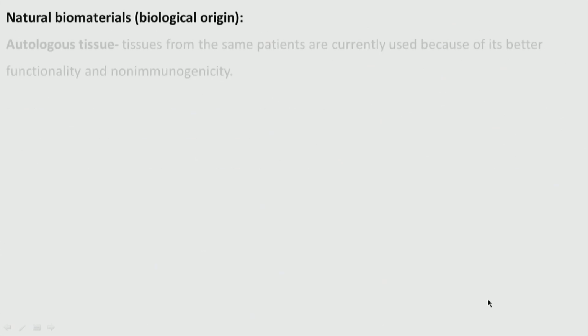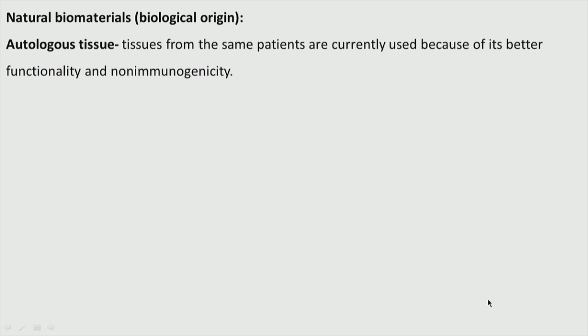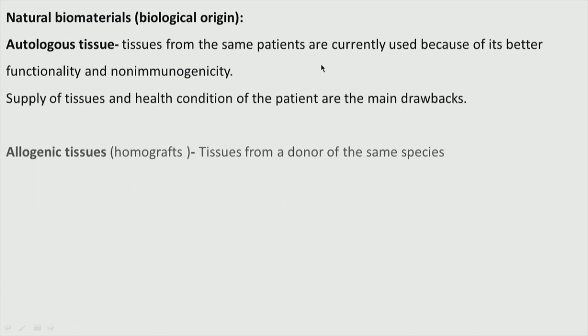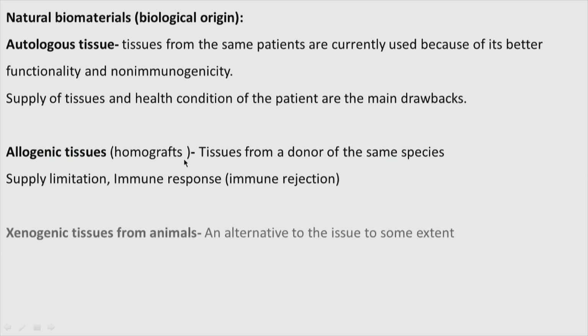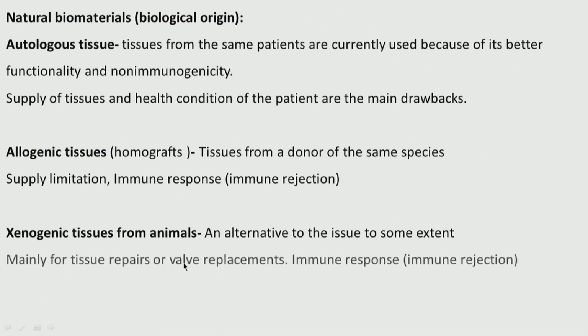Okay. Natural biomaterials, they are natural biological in origin, like autologous tissues, that is tissues from the same patient, you make use of it. So there is no immunogenicity problems, rejection problems are there, but of course the supply is a big problem. Allogenic tissues, homografts, it is tissues from a donor, supply again limitations, there could be immune rejection. Xenogenic, this could be from animals, this is an alternate, but there could be transmission of disease.